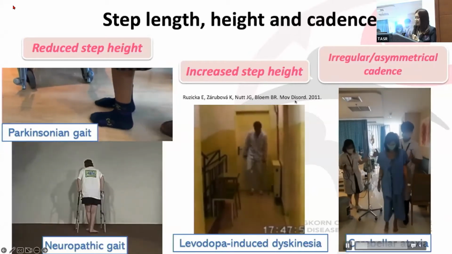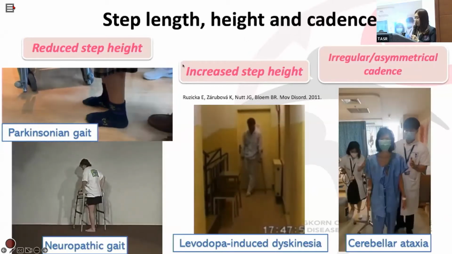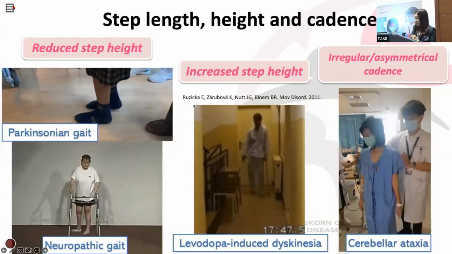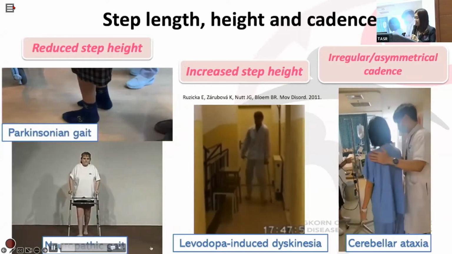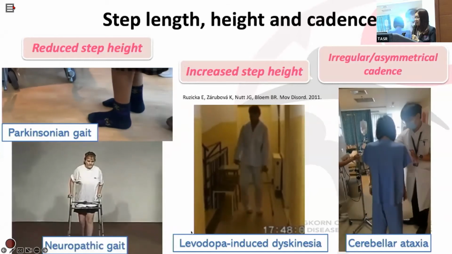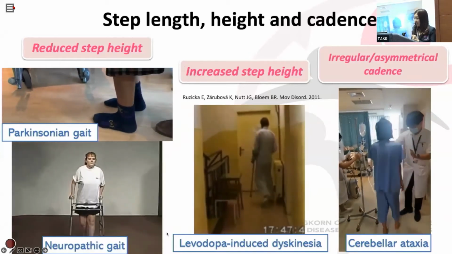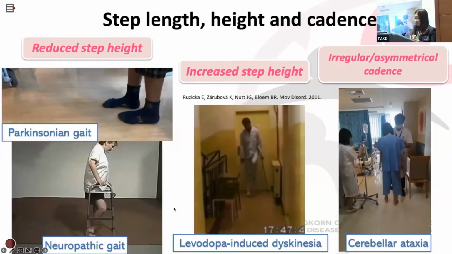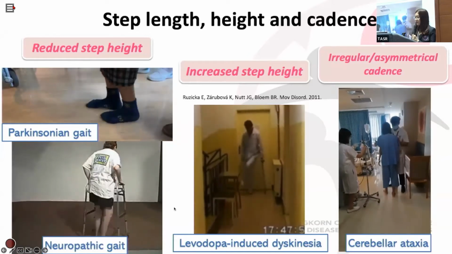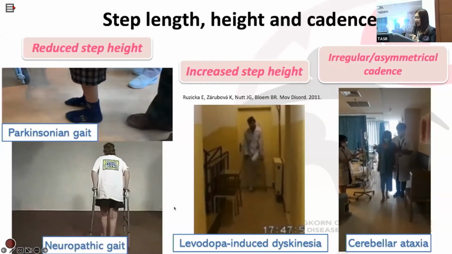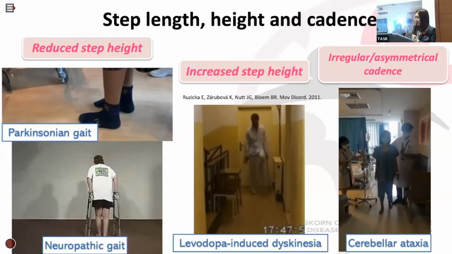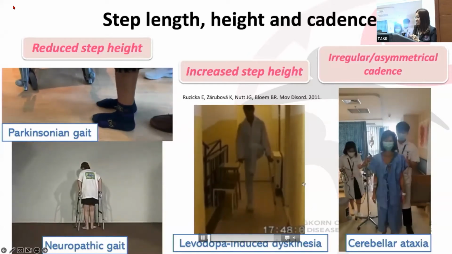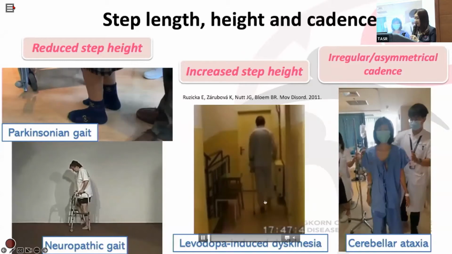Reduced step height can be found in Parkinsonian or frontal gait like this, because patients have bradykinesia or sometimes hypokinesia. It can also be found in neuropathic gait like this video, in which patients have weakness, so they cannot lift their feet from the floor, and the step height is reduced. However, increased step height can be found in choreic gait here.